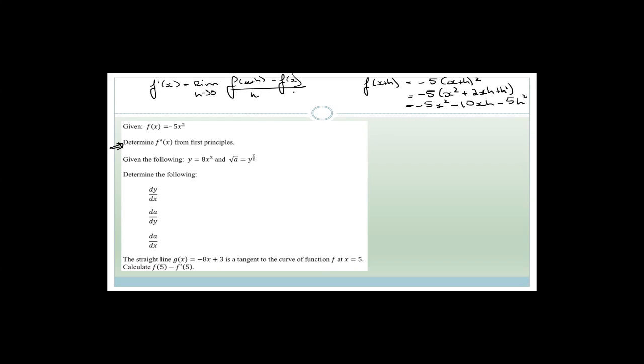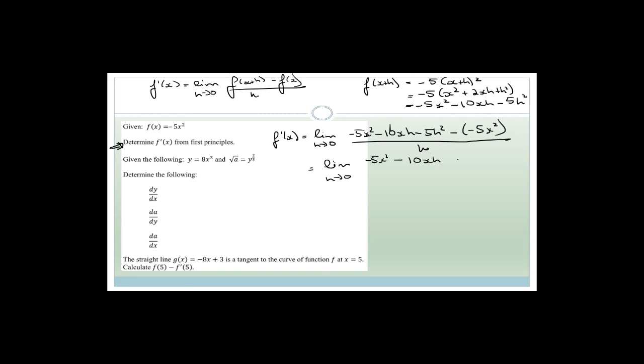Now we're going to fill in all the bits into this equation. So we're going to go f dashed of x equals the limit as h tends to 0 of, first it's f of x plus h, so it becomes minus 5x squared minus 10xh minus 5h squared, minus f of x, which is minus 5x squared, all over h. Okay, so now let's neaten up. It becomes the limit as h tends to 0 of minus 5x squared minus 10xh minus 5h squared, and a minus times a minus is a plus, becomes plus 5x squared, all over h. So do you agree these cancel, because minus and plus are the same thing?